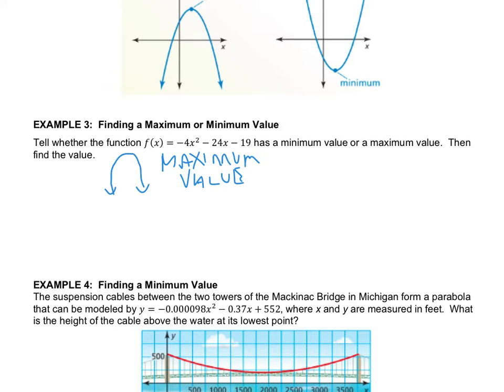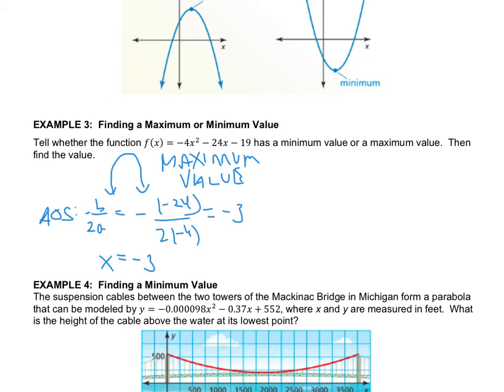Well, how do I find that value? We're going to use those same steps we just did on the previous one. So I would first say, let's start with our axis of symmetry. Negative b over 2a. If I plug in negative 24 as my b value, and negative 4 as my a value, we got a bunch of negatives here. I see 3 of them, which means my answer is going to be negative. 24 over 8 becomes 3. So there's my axis of symmetry, which means x equals negative 3.